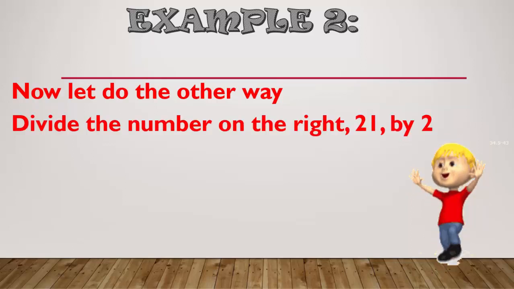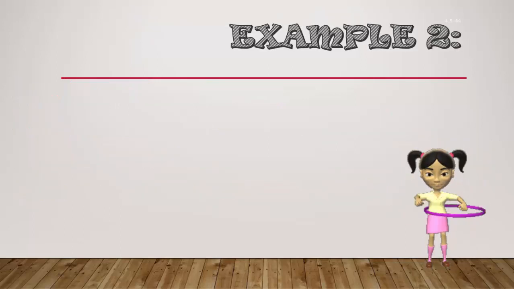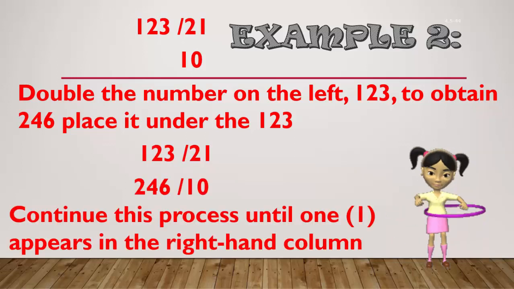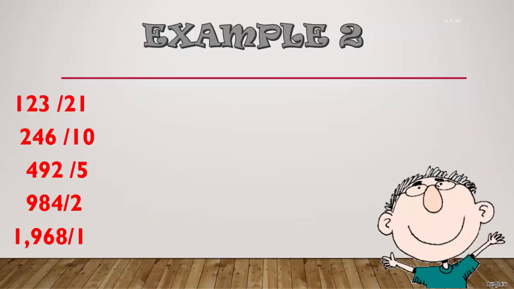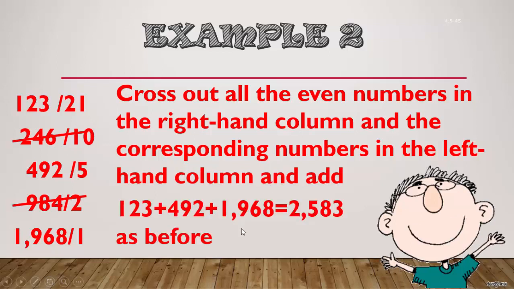We divide the numbers on the right, 21 by 2, drop the remainder, place the quotient 10 underneath 21, double the number on the left, 123, to obtain 246 placed under the 123. And we continue the process until 1 appears in the right-hand column. We cross out the even numbers in the right-hand column and the corresponding ones in the left-hand column and add as before, and we see we get 2,583, the same as we got doing it the other way.